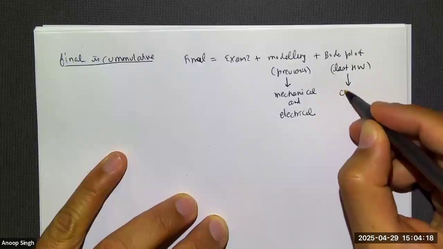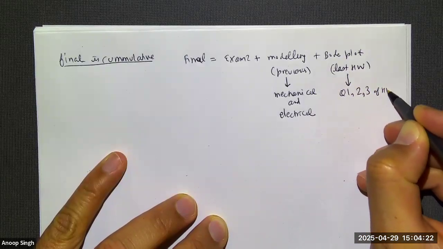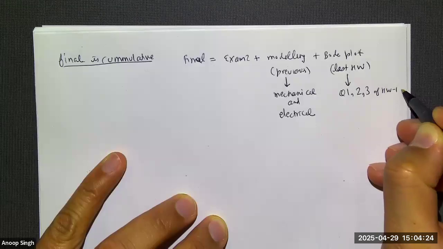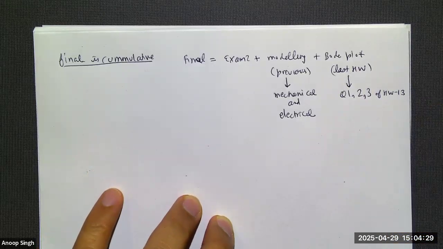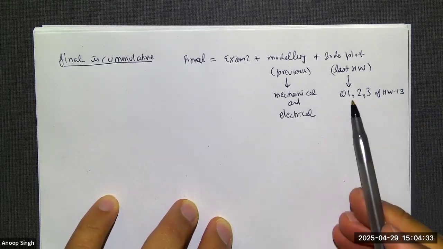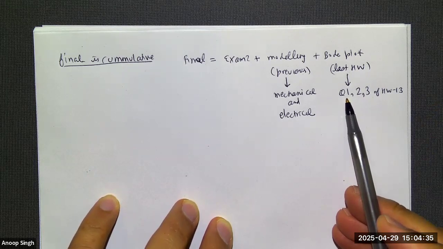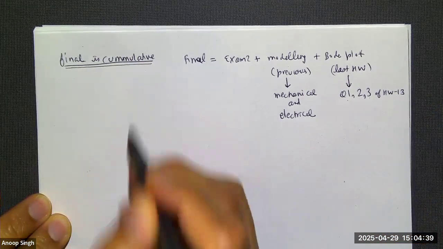But primarily, I'm interested in question number one, question number two, and question number three of the homework. 13 is the last homework, right? So those are the main things I'll be asking about. So I won't ask anything about Nyquist stability criteria, no Nyquist plot, just how to plot Bode plots and how to interpret Bode plots. That's kind of like the main thing, right?